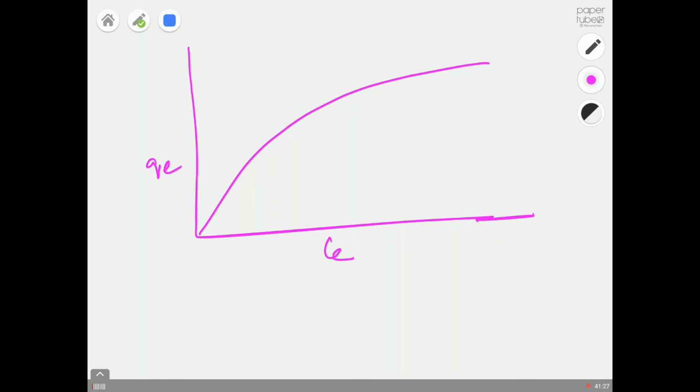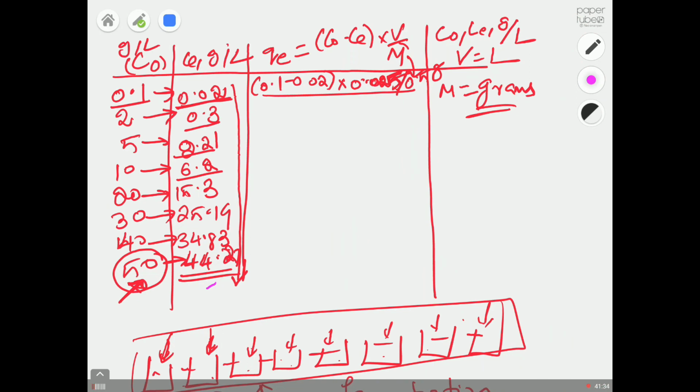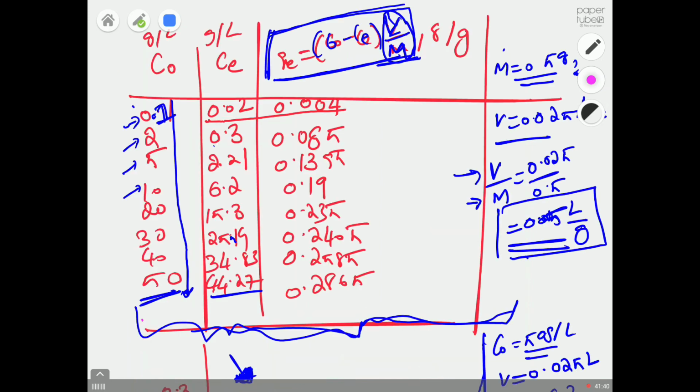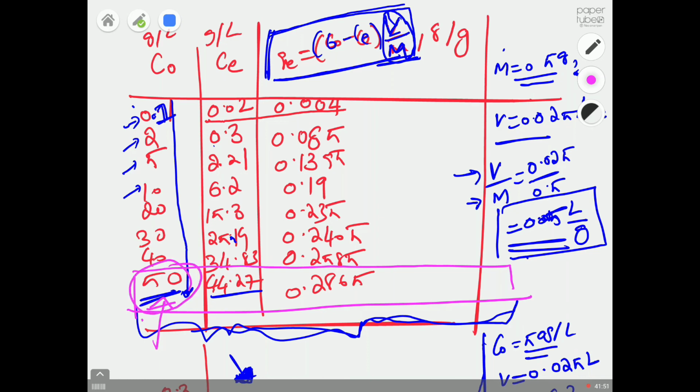If we go back to the problem that we solved, where is that? Couldn't find it. If we come back to this problem, I think I solved it on the next page. So you just take the last value alone. You start with a C0 of 50 grams per liter, and the corresponding equilibrium concentration is 44.27, and the corresponding QE value is 0.2865. So let's take this value.